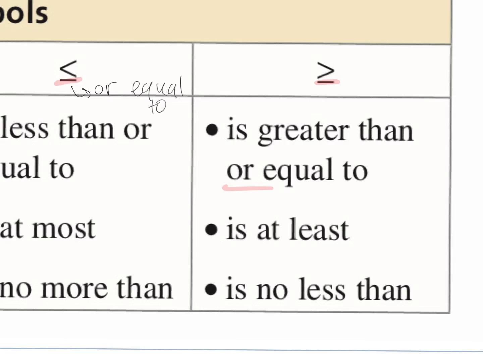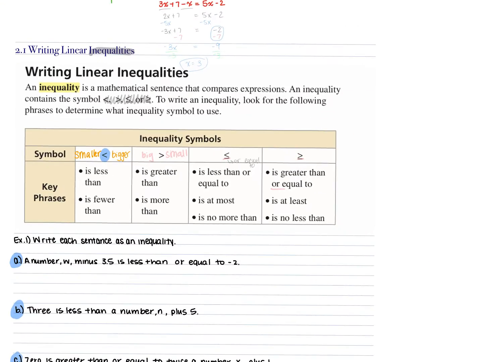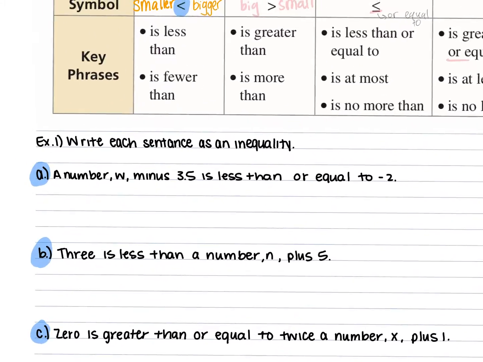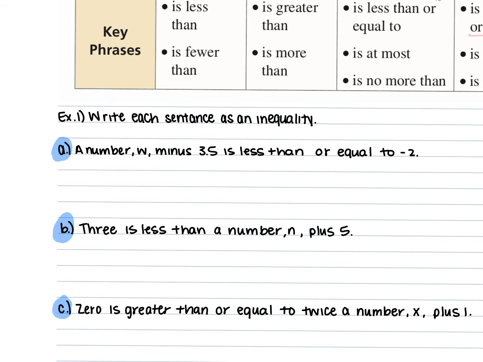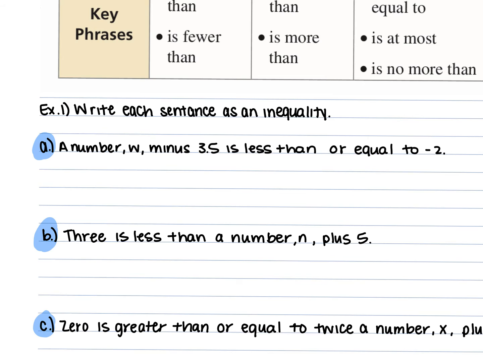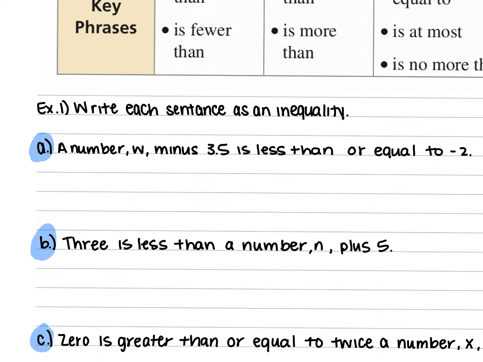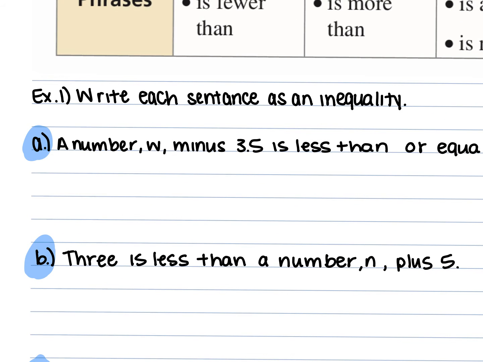Questions? Okay. The first examples that we're going to be doing is we're just going to be writing an inequality based on some words that were given. Okay. So look at example A. It says a number W minus 3.5 is less than or equal to negative 2. A number W. Now, W is a letter, okay? But when they're referring to it in math, it usually stands for a number, okay? So a number W, we're going to go ahead and just put the letter W.